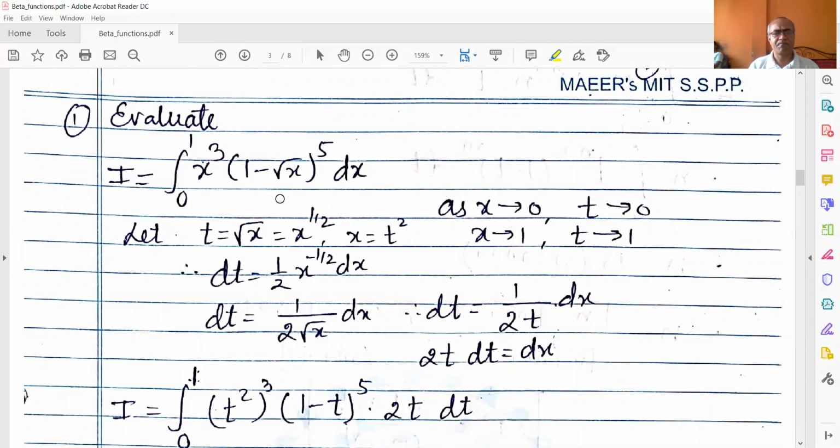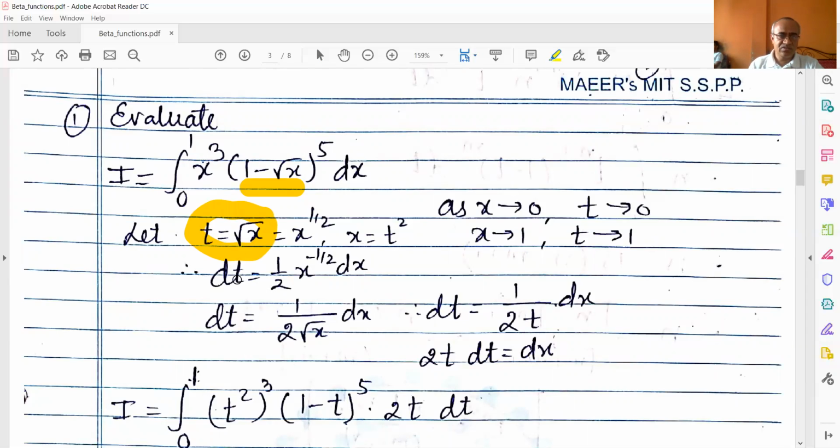Just look at this. It's a very simple thing. I am substituting into the basic formula for beta function that we have already studied. What was that? x raised to m minus 1 and 1 minus x raised to n minus 1 dx. That was the basic formula. Here, in the bracket, what we have is 1 minus root x raised to 5. So what we have kept is t is equal to root x. That gives me t is equal to x raised to half, which gives me x is equal to t square.